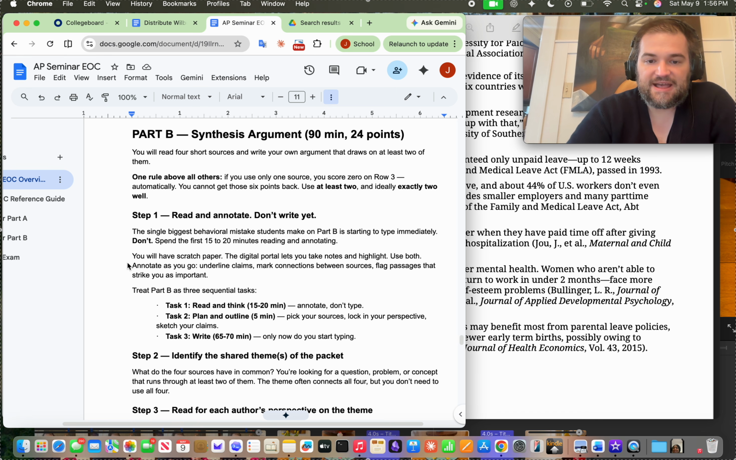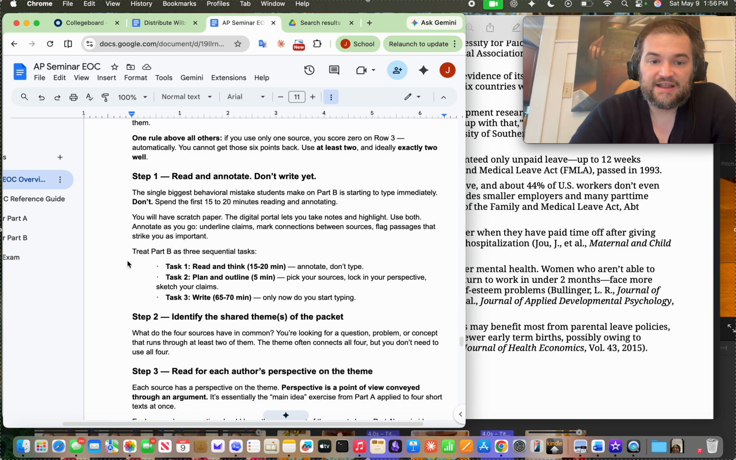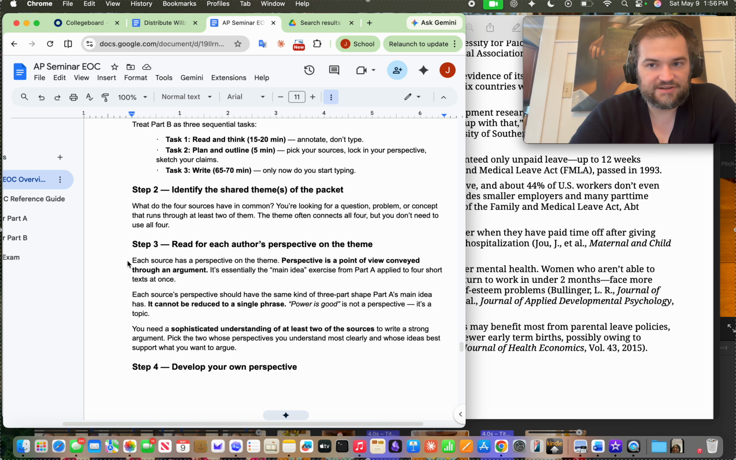So you get the packet, and you will have scratch paper on the exam as much as you want. And first you're going to look through it and figure out the theme. Theme should be very clear, power or labor, or maybe it'll be AI this year or something like that. And then you want to figure out each article's perspective on the theme, right? Which is their point of view that they convey through the argument that they make.